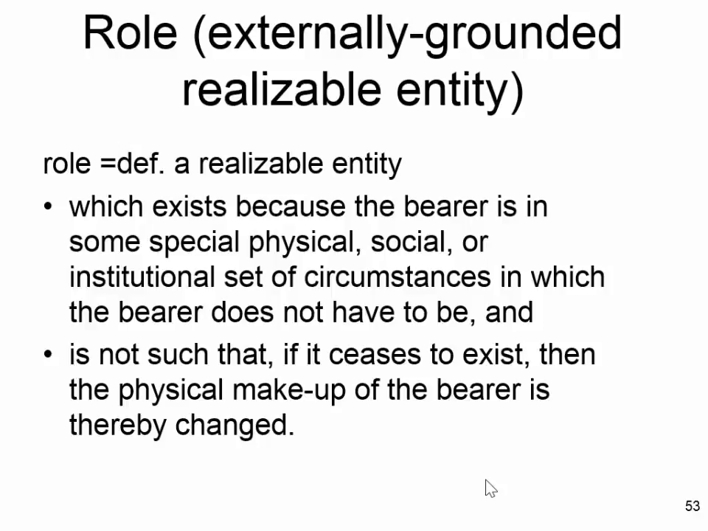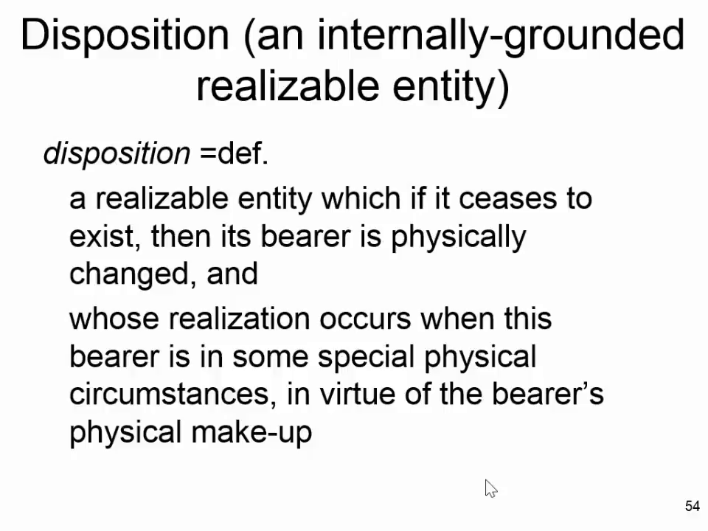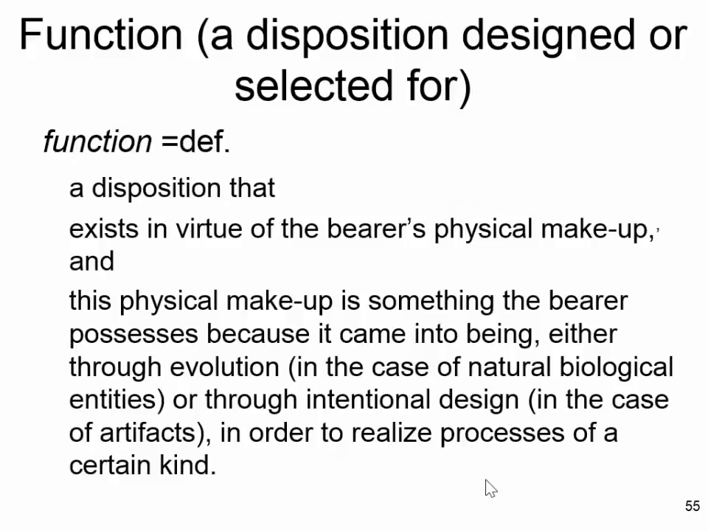A disposition is an internally grounded realizable entity. So it has to do with the physical makeup of the entity in question. You can only have the disposition to grasp if you have a certain kind of physical structure. You can only have the disposition to sweat or to go gray or to sleep if you have a particular kind of physical structure. And you can't lose the disposition without being physically changed, where you can lose a role without being physically changed. And then a function is a disposition which is designed or selected for.